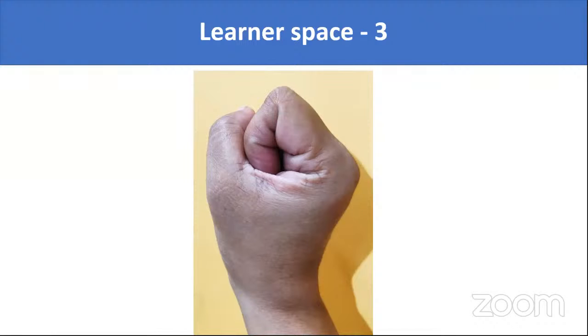Now here, this is a fist. You have to identify which kind of movement is exhibited by the metacarpals, which are present here. These are the phalanges, phalanx here, here, and here.